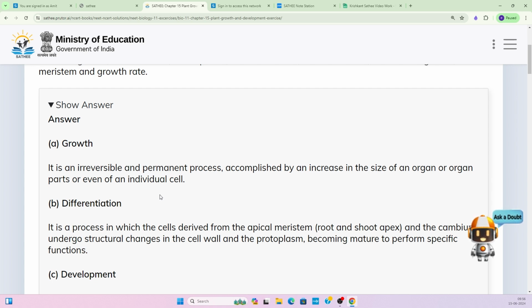Right. So how is the growth occurring? The growth is occurring by an increase in the size of an organ or organ part. Any organ can increase its size, or one part of the organ can also increase in size, or even an individual cell. If the size of the cell gets enlarged, then also you can say that it is growth, and this growth can never be reversible. It is always an irreversible process, right?